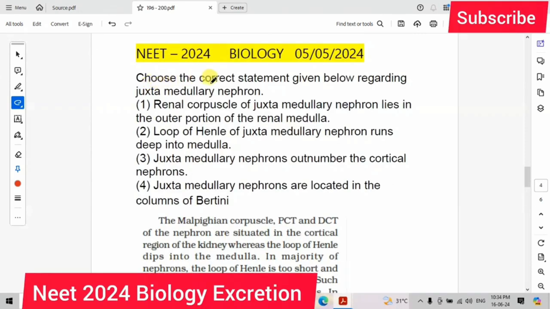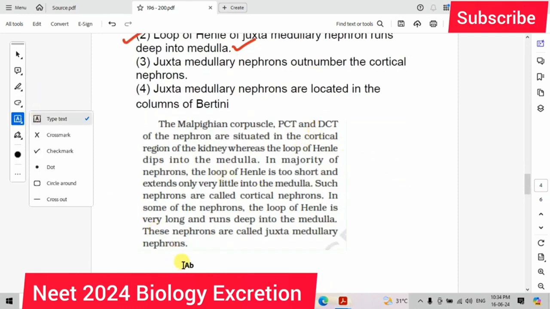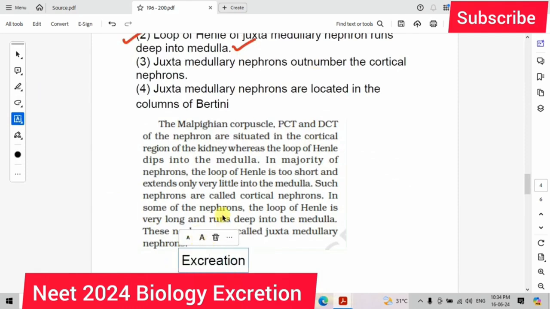Choose the correct statement given below regarding the juxtamedullary nephrons. Its answer is option 2. Loop of Henle of juxtamedullary nephrons runs deep into the medulla. Option 2 is the answer. Next, we can see the NCERT below regarding the topic from the chapter known as excretion, the kidney functions. Thank you.